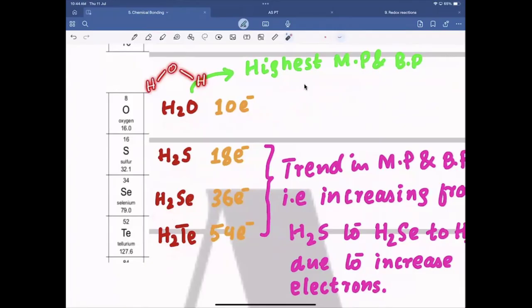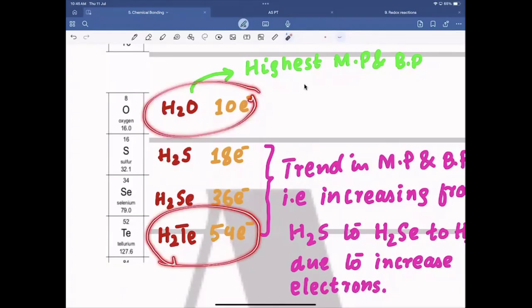Yes, sir. It means they are all going to have a net dipole. And then, see, it has 10 electrons, it has 18, it has 36, it has 54. So the number of electrons is increasing. If the number of electrons is increasing downwards, it clearly indicates that the intermolecular forces are going to increase downwards, right? Yes, sir. So on the basis of this, this one must have the highest boiling point and this one must have the lowest boiling point, isn't it?